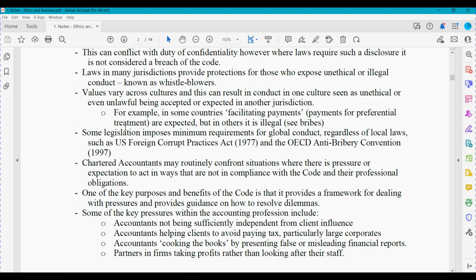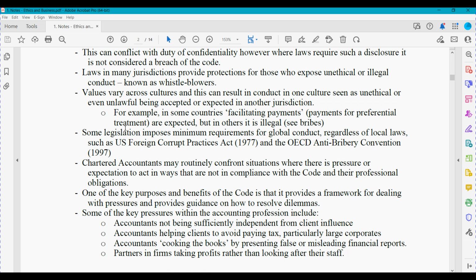So some legislation imposes minimum requirements for global conduct, regardless of local laws. So if you're a multinational company operating out of the US who's operating in Indonesia and Australia, you can't operate differently in Australia than you can in Indonesia. The highest minimum standard is applicable globally, right? So you can't do bribes in Indonesia and no bribes in Australia. It's no bribes across the board. So there's some legislation which actually imposes this minimum standard. So, for example, the US Foreign Corrupt Practices Act of 1977 and the OECD Anti-Bribery Convention of 1997.